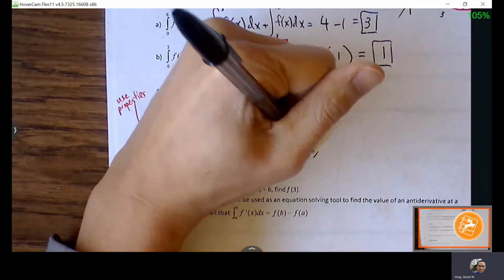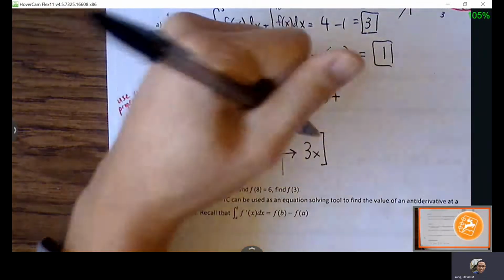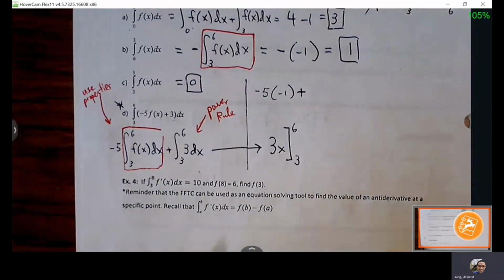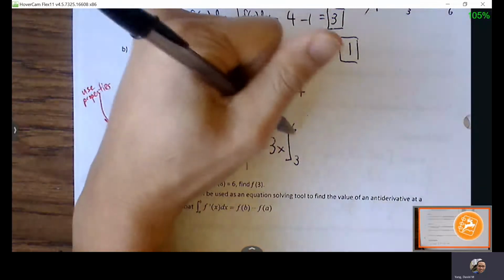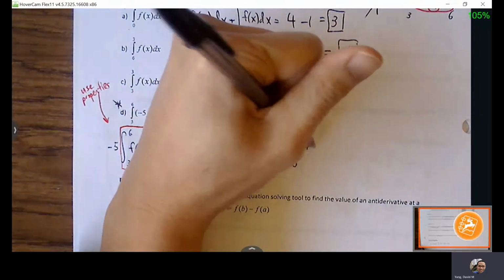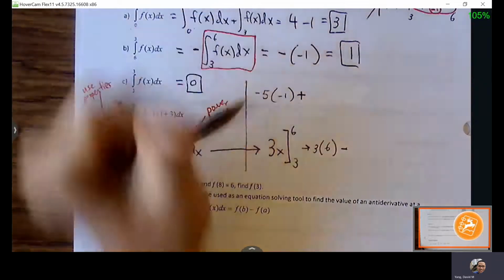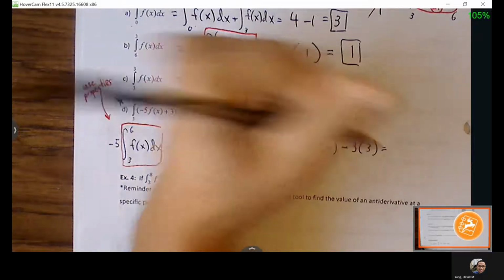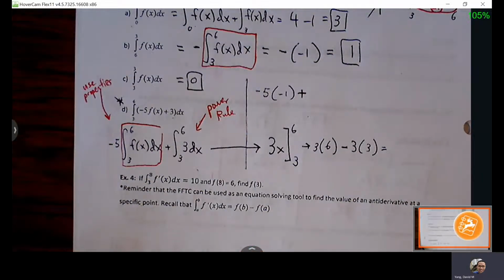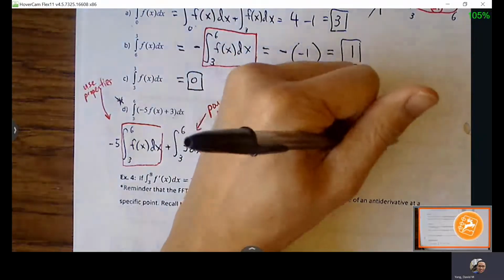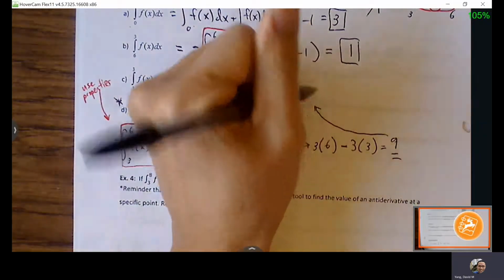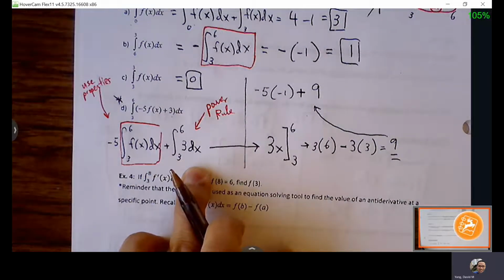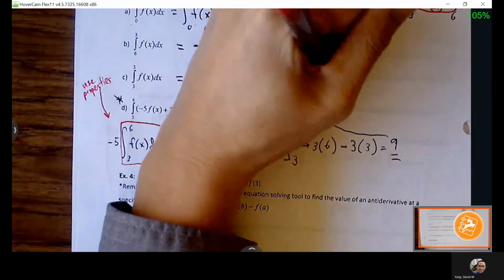3x. Once you have your antiderivative, you can create your bounds, your bracket, which indicates that you are ready to insert the bounds in. Okay, so 6 goes in for x. Upper bound always gets used first. Minus sign in between, then put in the 3. What does that give us? 9. And that's going to be the second part we're going to use. The first integral will produce 5. Second integral produces 9. 5 plus 9, 14.